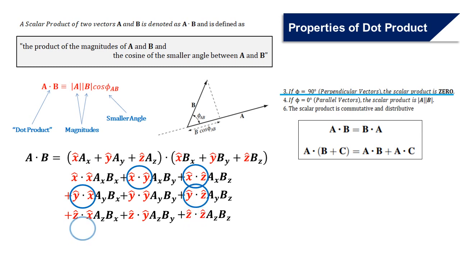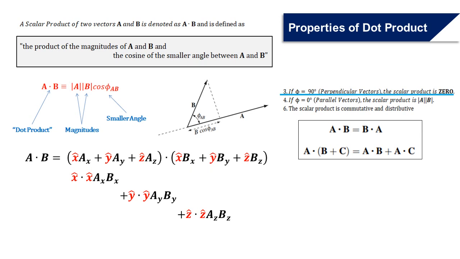Then itong z hat dot x hat. Then z hat dot y hat. So lahat ng may bilog na to, they will become 0 kasi nga perpendicular vectors yung mga yan, and the scalar product of perpendicular vectors is 0. So ang matitira na lang pala sa atin itong tatlo, di ba? Because hindi yan mga perpendicular vectors.